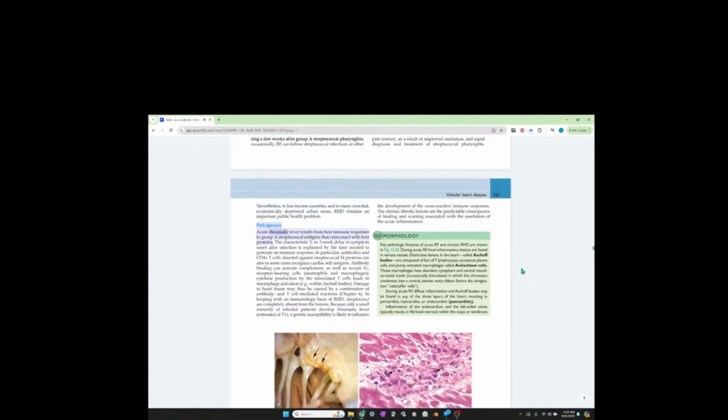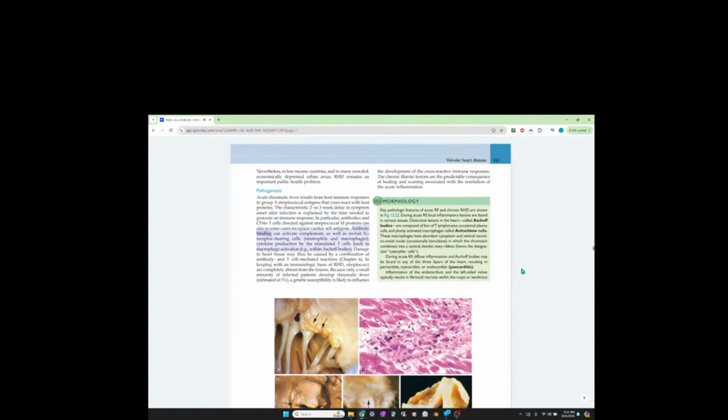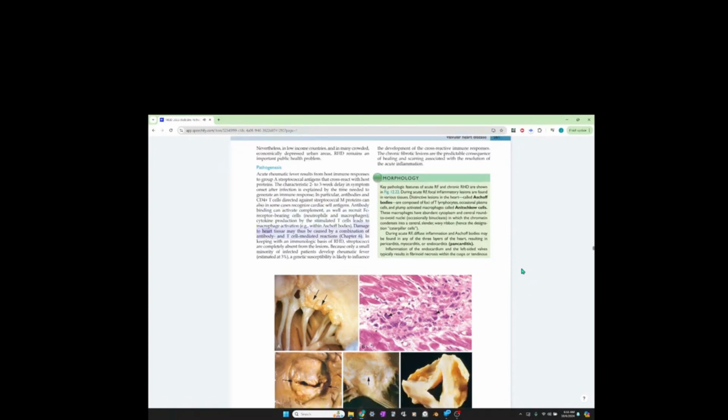Pathogenesis. Acute rheumatic fever results from host immune responses to group A streptococcal antigens that cross-react with host proteins. The characteristic 2 to 3 week delay in symptom onset after infection is explained by the time needed to generate an immune response. In particular, antibodies and CD4 plus T cells directed against streptococcal M proteins can also in some cases recognize cardiac self-antigens. Antibody binding can activate complement as well as recruit Fc receptor-bearing cells. Cytokine production by the stimulated T cells leads to macrophage activation. Damage to heart tissue may thus be caused by a combination of antibody and T cell mediated reactions.